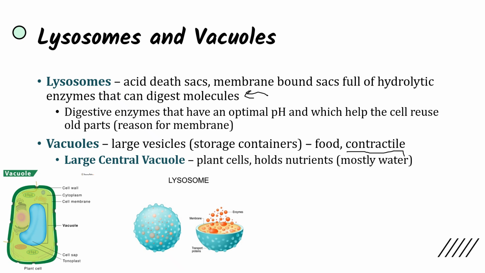Now, plant cells are going to have a large central vacuole. This is going to be one large vacuole in the center of the cell, and that's going to be storing the majority of the water within the plant cell. And again, that too can expand or contract.